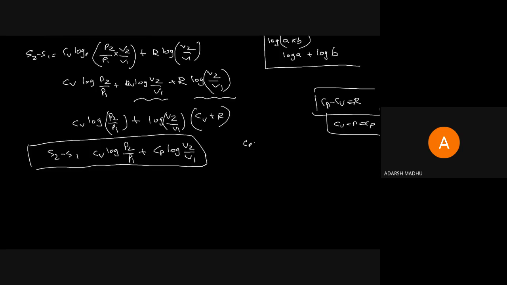Here this particular product will come here, and we can split the equation like this: log ab equals log a plus log b, and we can combine the particular values together, and we will get the third equation as S2 minus S1 equal to CP log T2 by T1 minus R log P2 by P1. There will be a minus sign there.